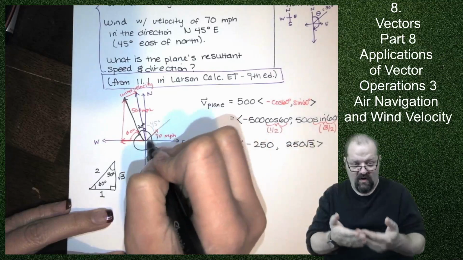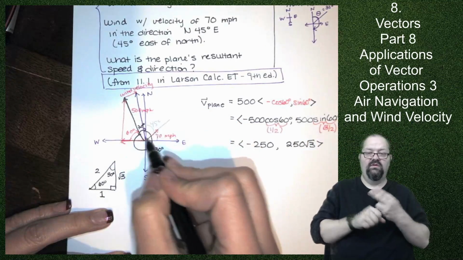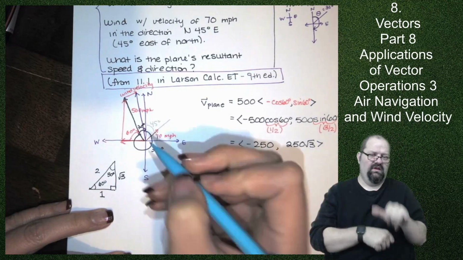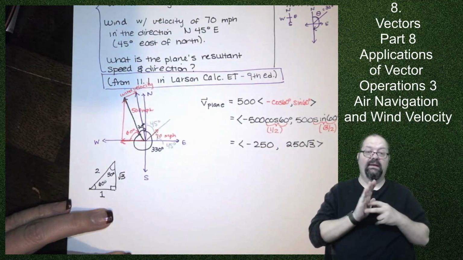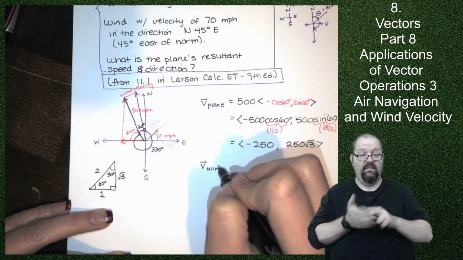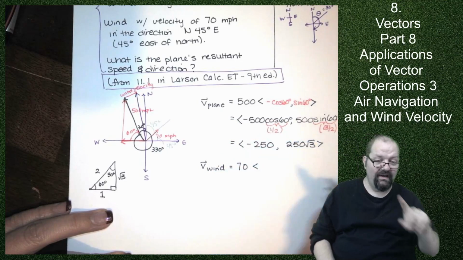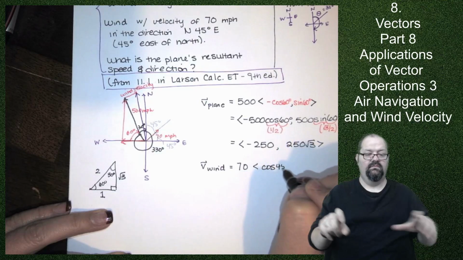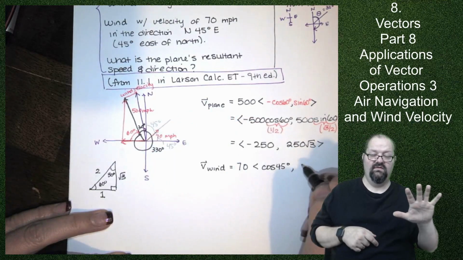Now the wind, that can be represented by this vector here. I could use that vector there, but it's easier to see what's going on right here. So I'm going to say, well, that's 45, means that's 45. So the velocity of the wind is the magnitude, which is 70, times the cosine of 45, that's my x component, and then the sine of 45 is my y component.